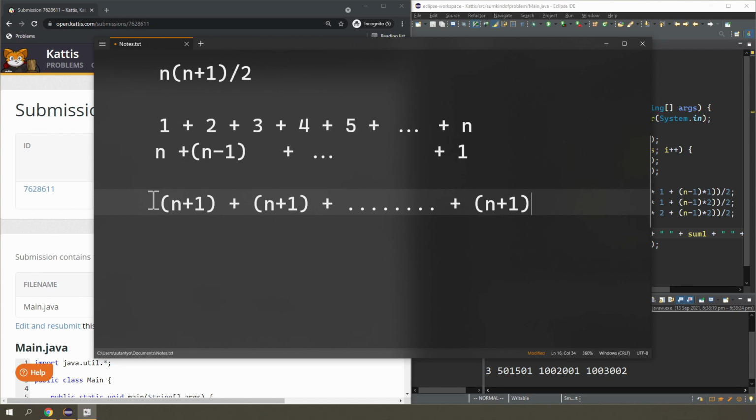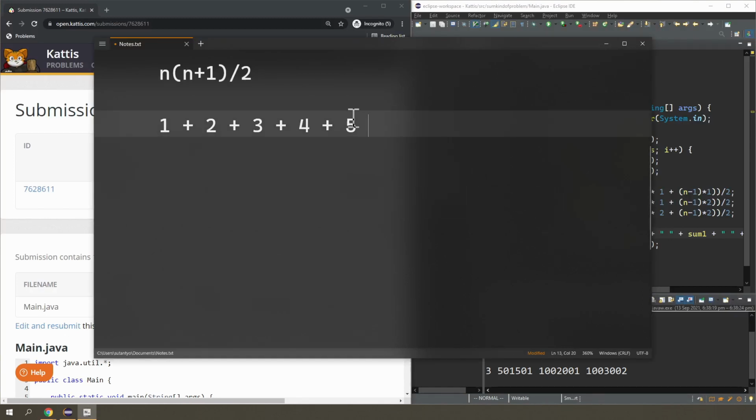You're adding n plus 1 n times, so that's n times n plus 1. Then you have divided by 2. You have to divide by 2 because you are adding the sum twice. So if you have to work out the sum of the first n integers, you can do that easily.